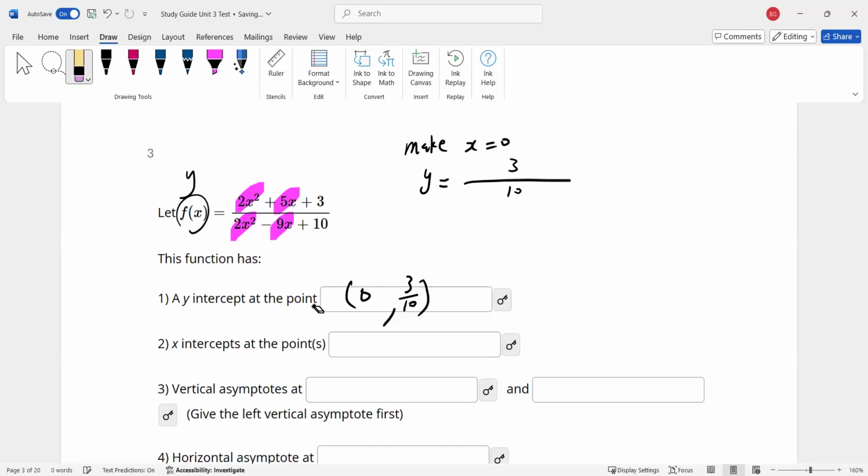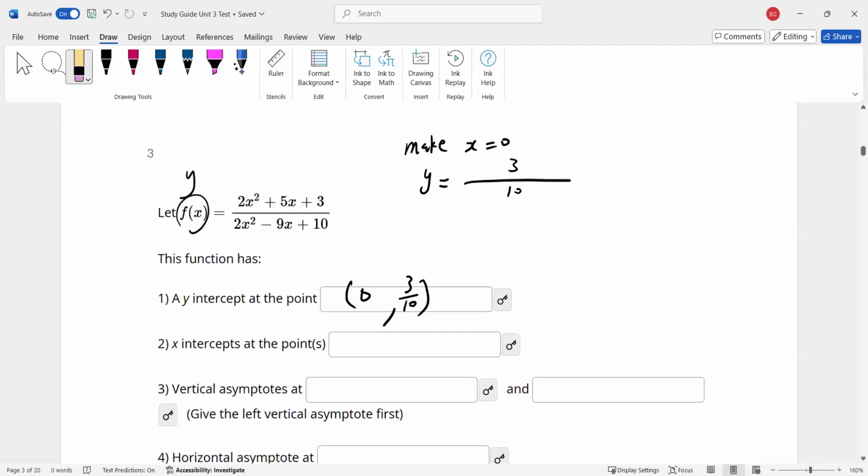It's also important to read the instruction provided and write the answer in the form required by the question. All right. So that is the y-intercept. The second part, x-intercepts.